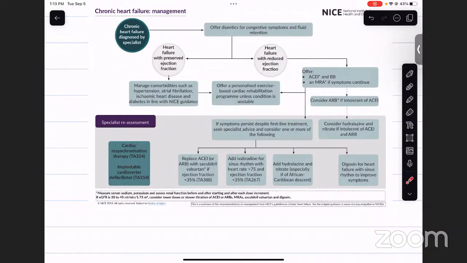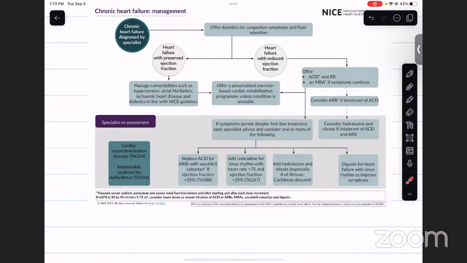So let's review it again. For heart failure with reduced ejection fraction, first-line medications will be ACEI and beta blockers. If symptoms are poorly controlled with these two drugs, we must add mineralocorticoid receptor antagonists. But here is the important thing to note: if potassium is more than 5 millimoles per liter, a mineralocorticoid receptor antagonist is contraindicated. If ACEI is not tolerated, we must give ARB. So these are the first-line drugs.